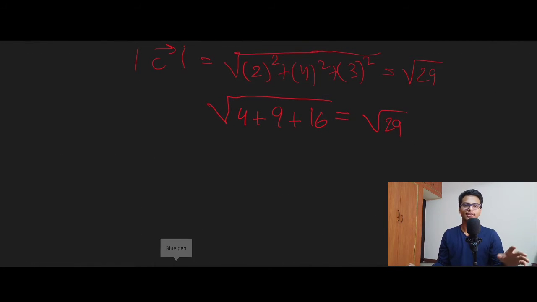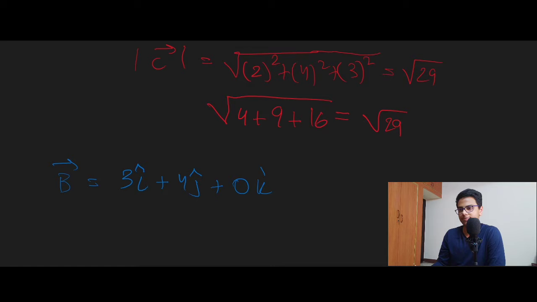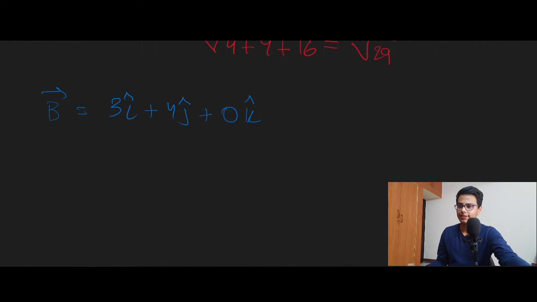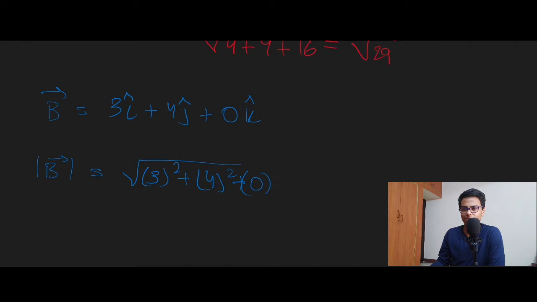Let's go ahead and take another example. This time let's take a vector that is only in the x and y plane. I'll tell you why I said only x and y plane, because you'll understand. So let's say we have some b vector. This b vector is 3i cap plus 4j cap plus 0 k cap. Now if we have to find the magnitude of B vector, what we're going to do is square each one of these components. And in a few moments, you'll realize why I'm calling them components, because I'm assuming that you guys don't know what components are. So this gives you under root 9 plus 16, which is 5. Let me write that better.